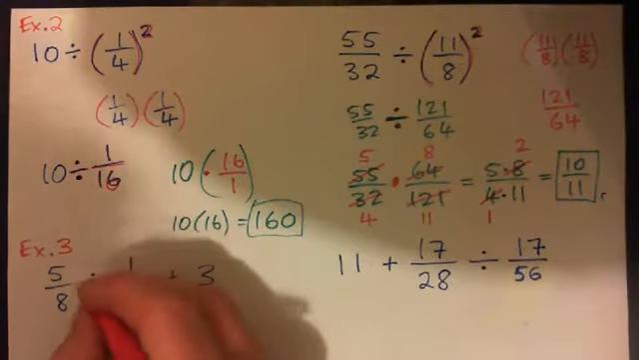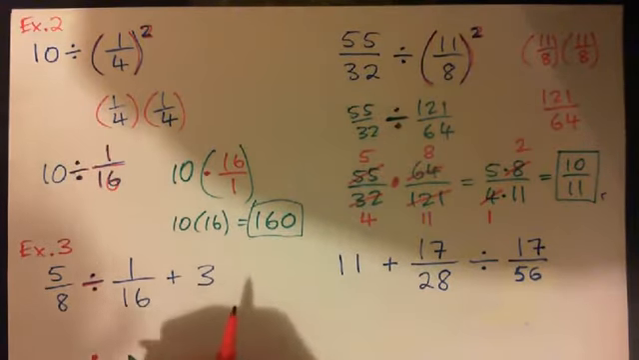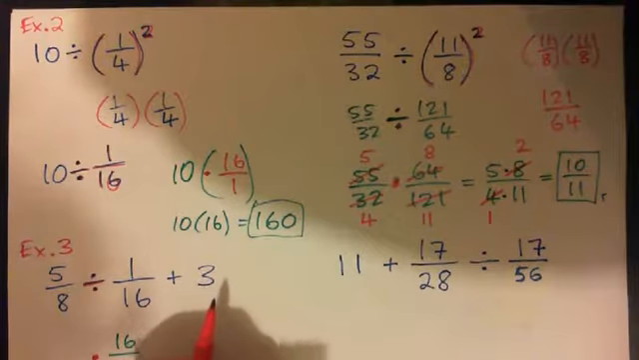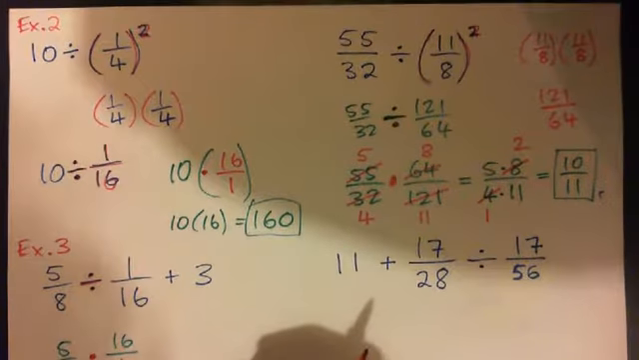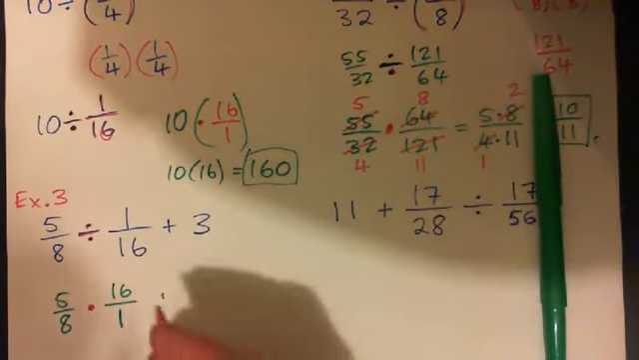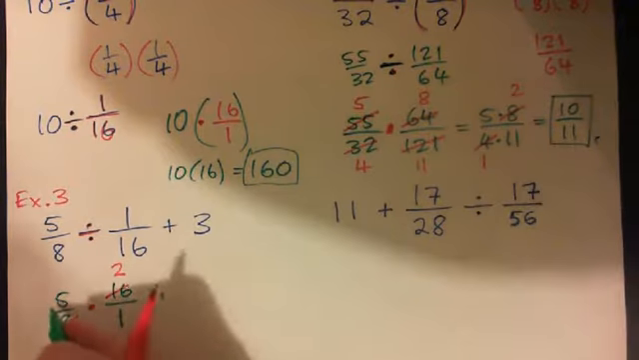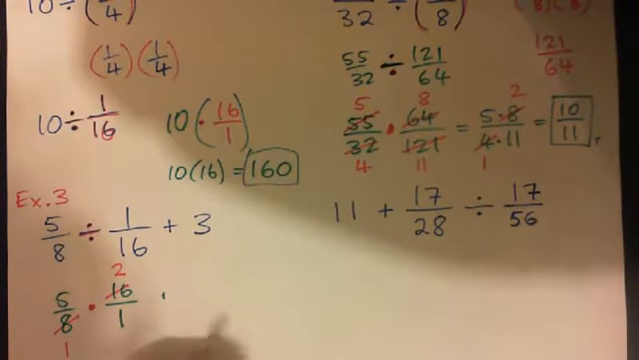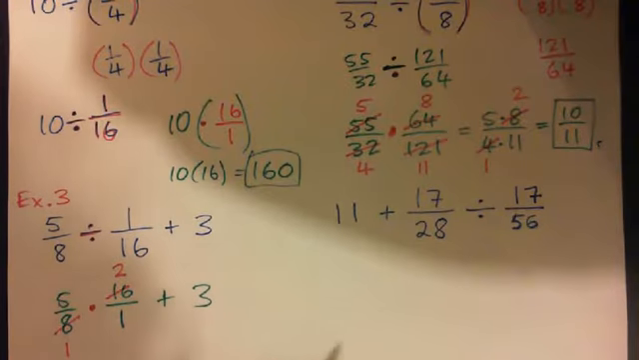And 5/8 divided by 1/16 is going to be 5/8 multiplied by this one flipped upside down, which will be 16/1, right? So we'll get 5/8 multiplied by 16/1. And we can just go ahead and calculate that on its own. 8 and 8 goes once, 8 and 16 goes twice. That's 5 times 2 is 10, over 1 times 1 is 1, so 10/1. And then of course we have to add 3. 10/1 plus 3. Isn't that just 10 plus 3? 13, right?